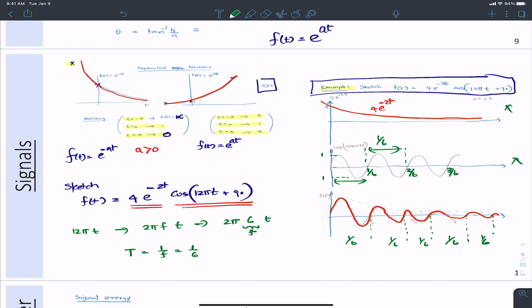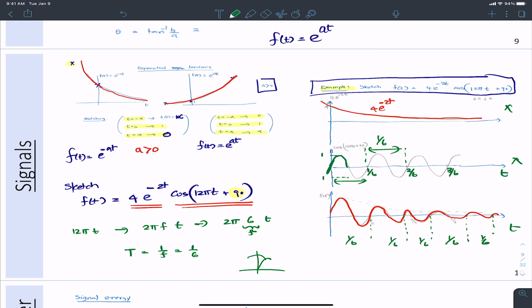And another thing I didn't show is cos(12πt + 90°). That's a phase shift. Usually cosine at 0 starts like this, but with plus 90 it will start with that. That is why it starts at 0. That is like sine. When t is equal to 0, the function is 0, because even though it is cosine, we have a 90-degree phase shift. That's why it starts here at 0.